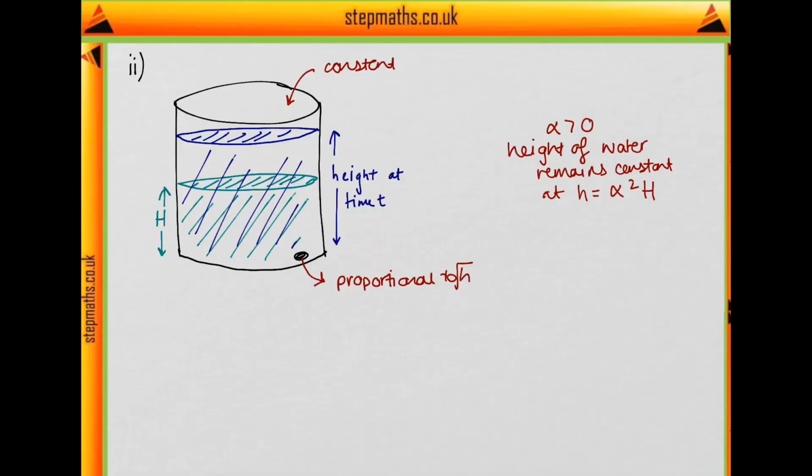So for the second part of the question, we have the same setup as before. However, now water leaves the tank at a rate that is proportional to root h, where h is the height of the water in the tank at time t.